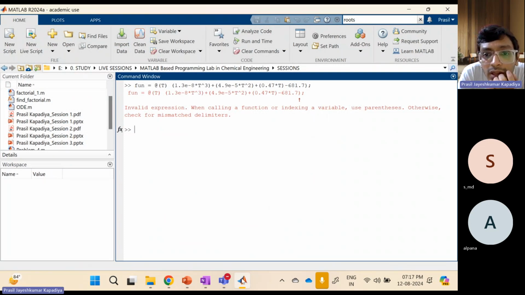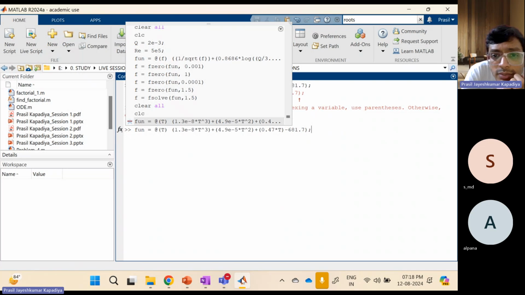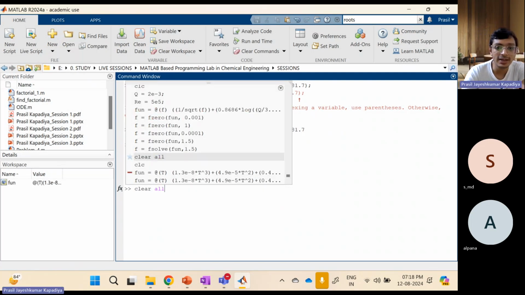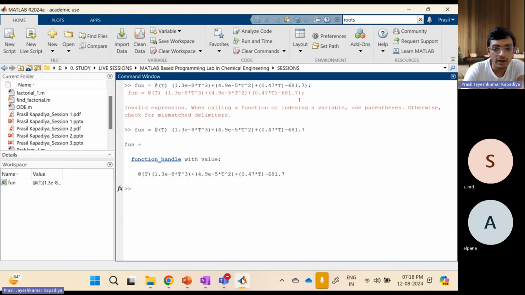What is the issue? Okay, there is some issue with the bracket. Okay, there is no bracket here, this is correct. Now let's say I'm using f0. Let's try to solve it using f0 first. T is equal to f0 of my function fun. Let's say I'm giving some initial guess of 300. Oh, so I got my answer: 1238.11.